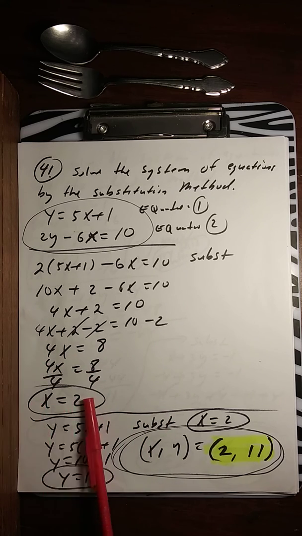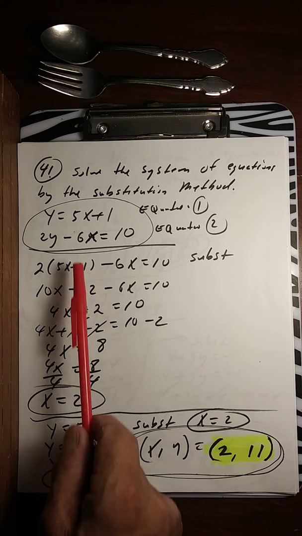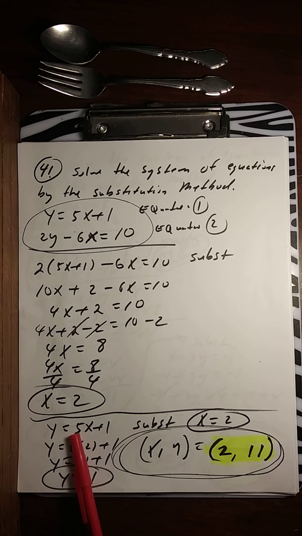So x is 2. We've got one answer. Put this number back in the first one. Sub it right there. 5 times 2 is 10. 10 and 1 is 11. So x is 2, y is 11.